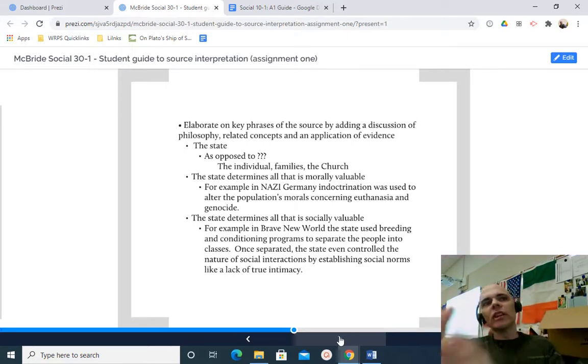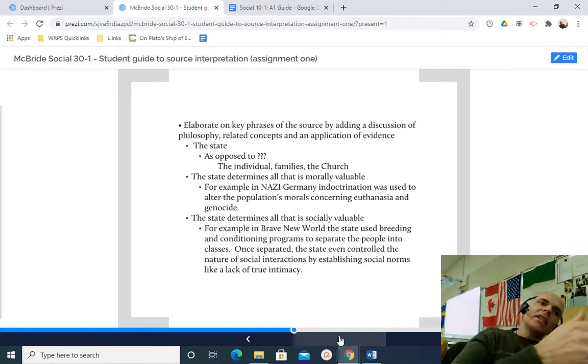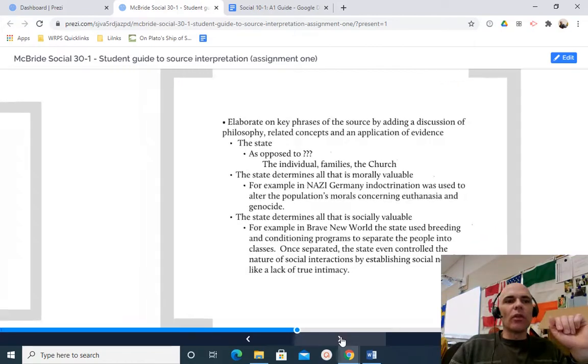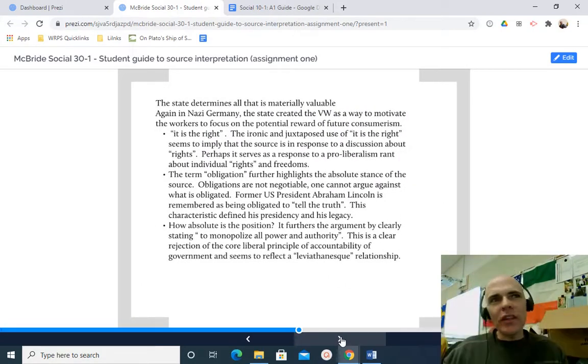The state determines all that is morally valuable. So now we're going to use some evidence to illustrate what the perspective is saying. For example, in Nazi Germany, indoctrination was used to alter the population's morals concerning euthanasia and genocide. The state determines all that is morally valuable was practiced under Hitler's regime in Germany. The state determines all that is socially valuable. We see this in the case study of Brave New World. The state used breeding and conditioning programs to separate the people into classes. Once separated, the state even controlled the nature of social interactions by establishing what would be social norms, like a lack of true intimacy. So it's also important as you're learning the content of the course to be picking up case studies that can be used to further these perspectives. The state determines all that is materially valuable. Again, in Nazi Germany, the state created the Volkswagen as a way to motivate the workers to focus on the potential reward of future consumerism.